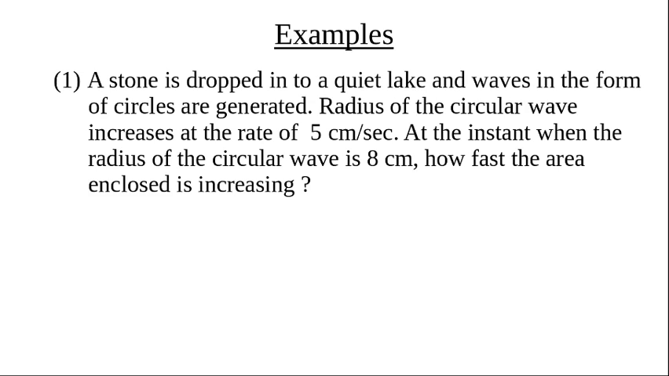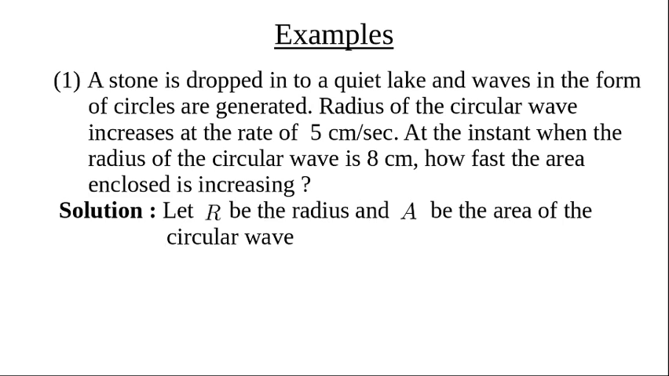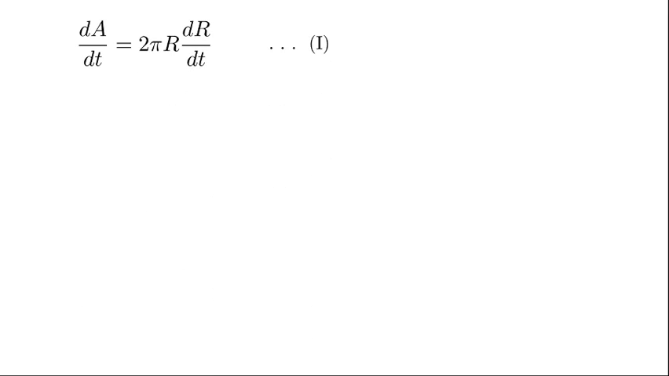At the instant when the radius of the circular wave is 8 centimeter, we are asked to find how fast area enclosed is increasing. Let us assume r as the radius and A be the area of the circular wave, and we know that area of the circular wave is given by A equal to pi r square. Differentiate with respect to t, that gives you dA by dt equals pi times derivative of r square. Therefore, dA by dt equals 2 pi r dr by dt. Call it equation 1. Derivative of r square is 2r dr by dt.